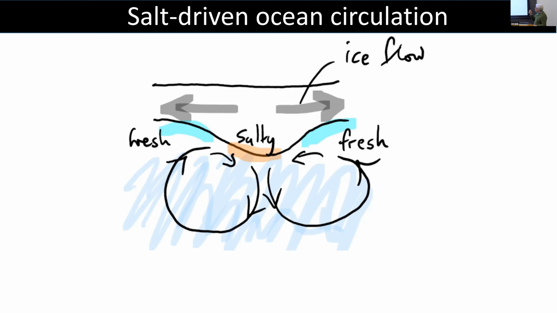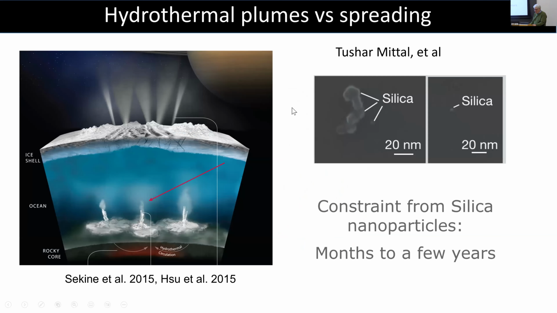Where water's salty, it's heavy. And so you get an overturning circulation driven by salt. And the ocean carries the fresh water this way, and there's a freshwater transport in the ice. Okay, so in the interest of time, I'm going to finish here.